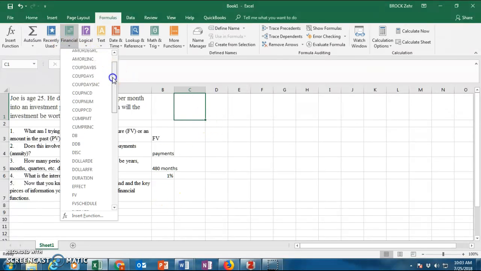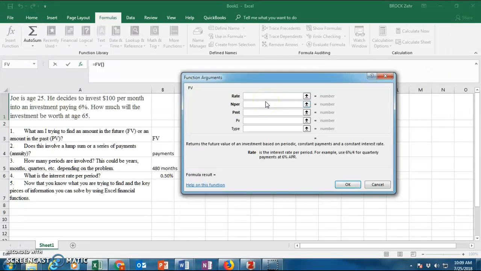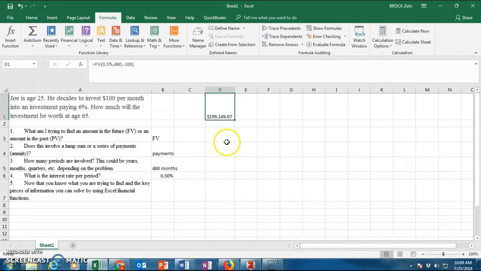Again, we'll go to our future value. So our rate, 0.5%, number of periods, 480, our payment, $100 per month that we're going to take out of our account and deposit with the investment company. Present value, we're not investing a lump sum, and so we will learn that our $100 monthly deposit will grow to $199,149.07 over 40 years at a 6% interest rate.